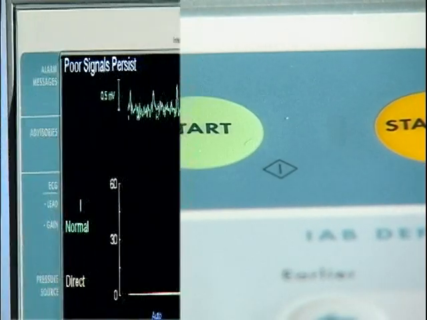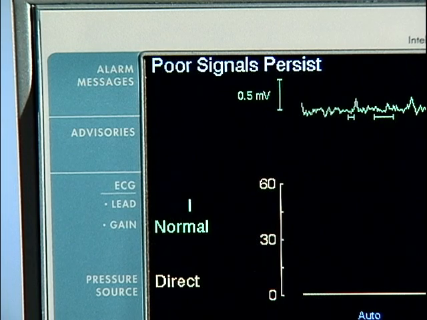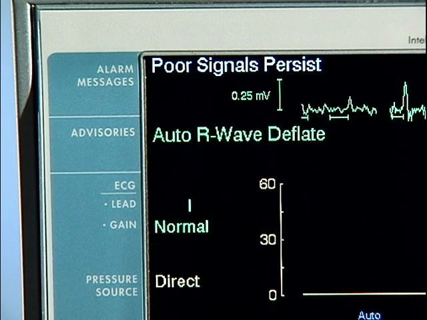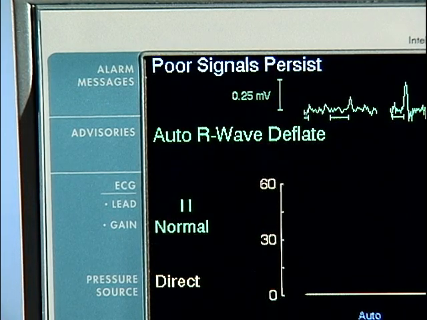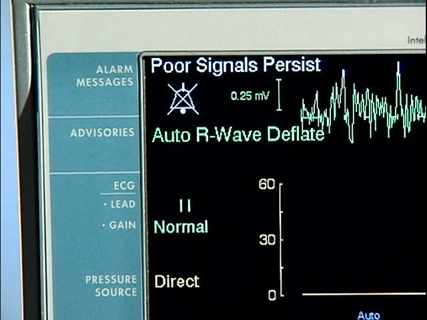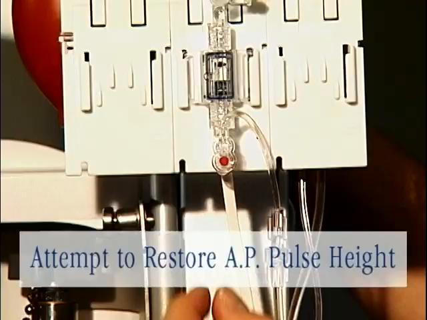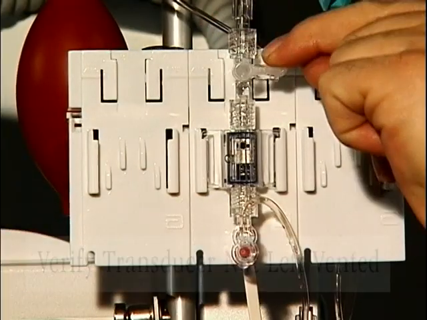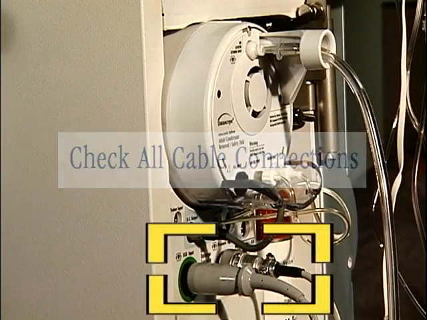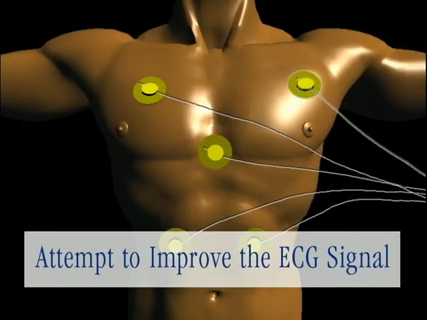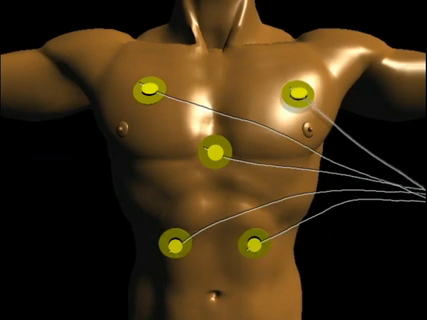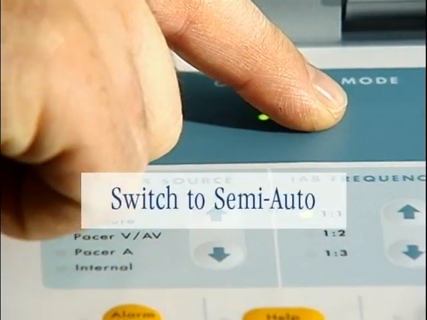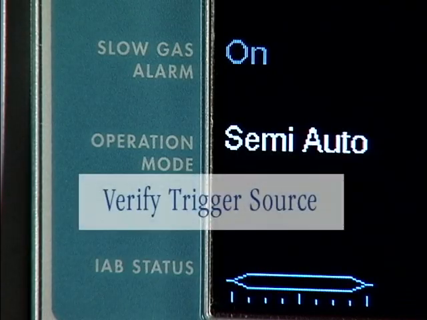If a poor signal persists alarm is indicated, then the probable cause is due to the ECG and arterial pressure signal being poor for a sustained period. If a poor signal persists alarm is sounded, the operator should attempt to restore AP pulse height by flushing the circuit, verify the transducer was not left vented, and check the integrity of all cable connections. Then, attempt to improve the ECG signal by ensuring that the electrode is making good contact and is optimally positioned. If signal problems persist, switch operation mode to semi-auto and verify trigger source.